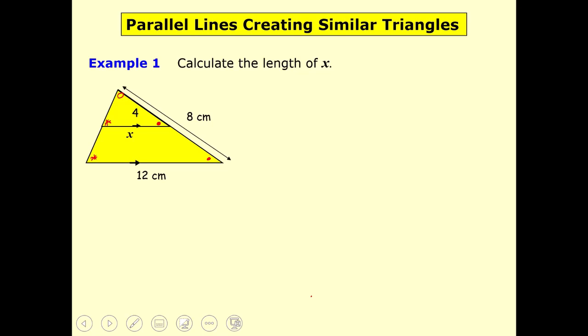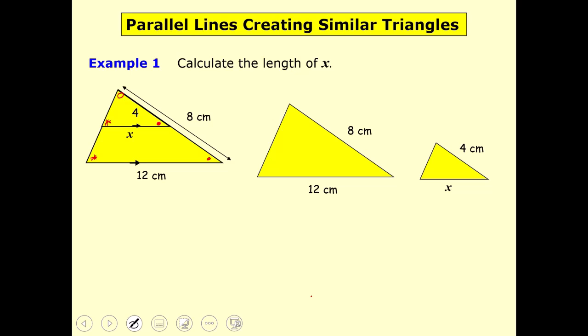So those parallel lines going through the middle of that shape have now created two similar triangles. The first one being the large one that you see with a base of 12 and the side is 8, and the smaller one, which is at the top, with the base of x, which is what we're trying to calculate, and the side of 4. So we can now go ahead and calculate the length of x.